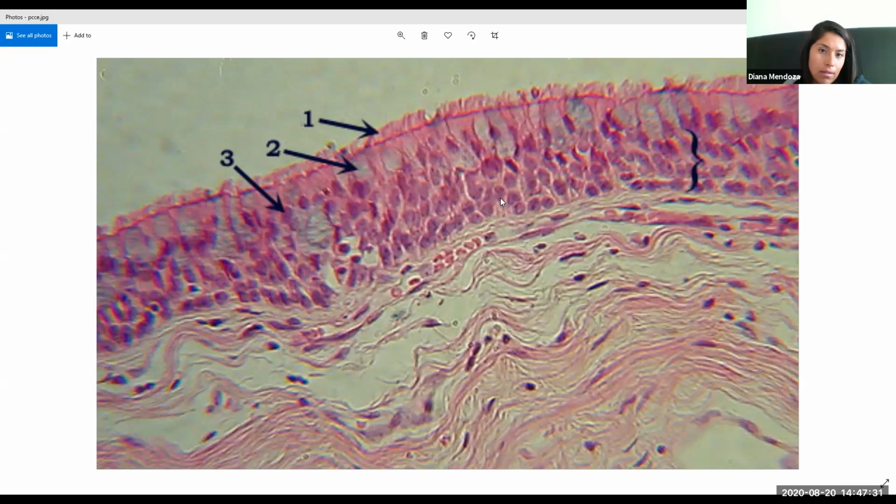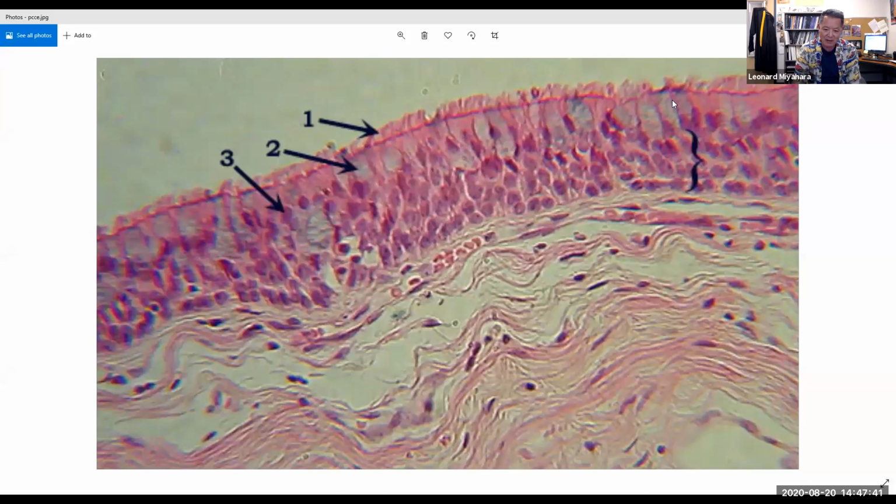Is this stratified? Sure looks stratified, don't it? How about at the free surface? What is this? Columnar. Must be stratified columnar, huh? Look on the top of page 5. Pseudo-stratified. Boom. This is pseudostratified ciliated columnar epithelium.